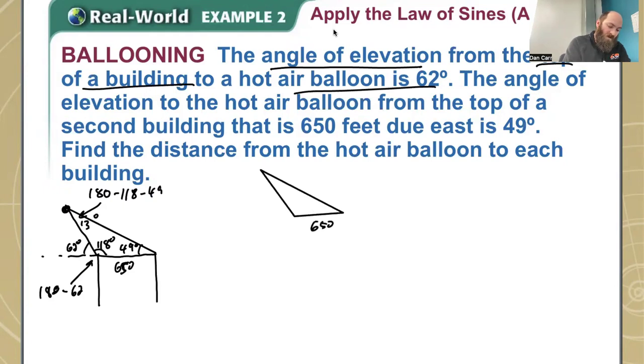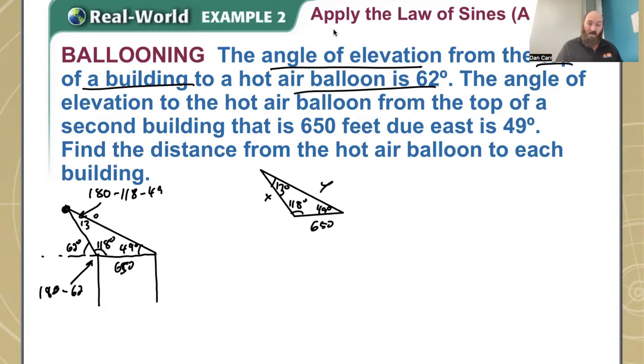So we got 650 is the distance between. This is going to be 118. This will still be x and y. I'll do it that way. This will be 13. And then this is 49 degrees here. Okay. So now I have everything I need to set up my law of sines.